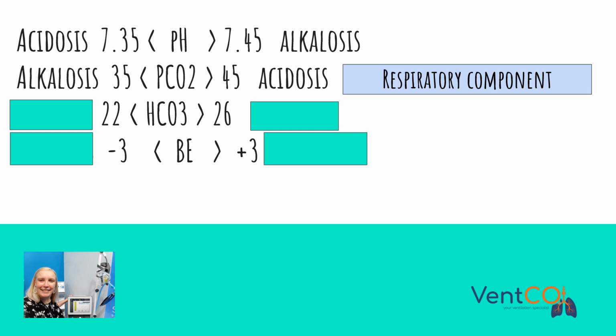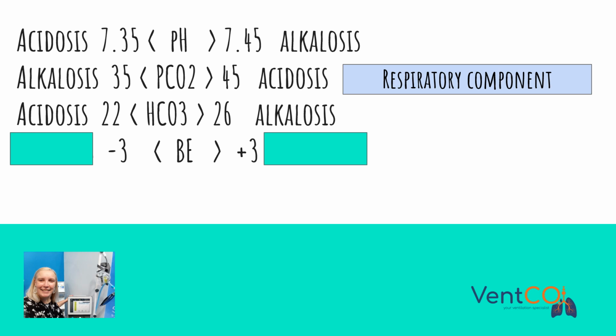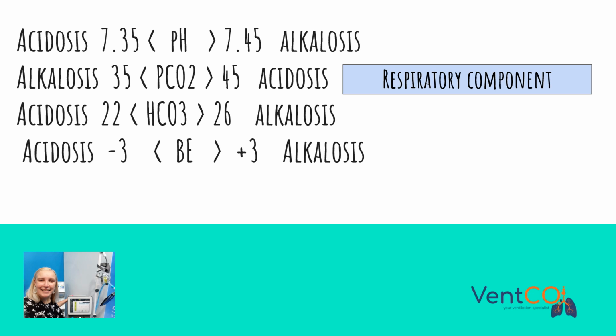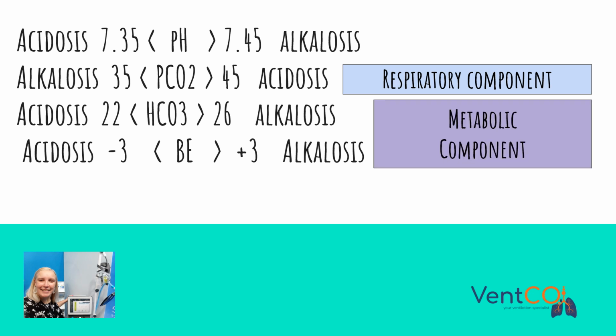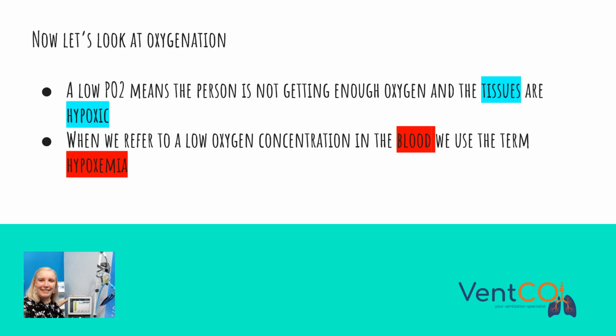Your bicarbonates, less than 22 milliequivalents per liter, acidosis. More than 26 milliequivalents per liter, alkalosis. Your base excess, less than -3, which would be -4, -5, -6, -7, -8, and so on, acidosis. More than +3, which will be +4, +5, +6, +7, and so on and so forth, alkalosis. Your bicarbonate and your base excess comprises your metabolic components.